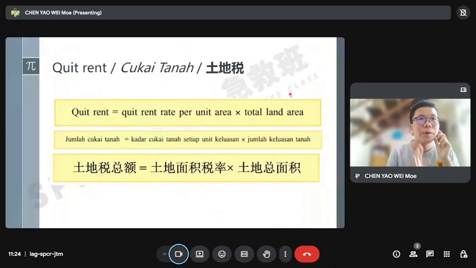This one is for quit rent. Quit rent is the quit rent rate per unit area times the total area. Okay, the bigger the area, the higher the quit rent. You can say it like that. Quit rent is like cukai tanah. Cukai tanah is for your negeri state, pejabat negeri. It's not by the MBS or MBPJ or that. Okay, that is how the calculation goes.